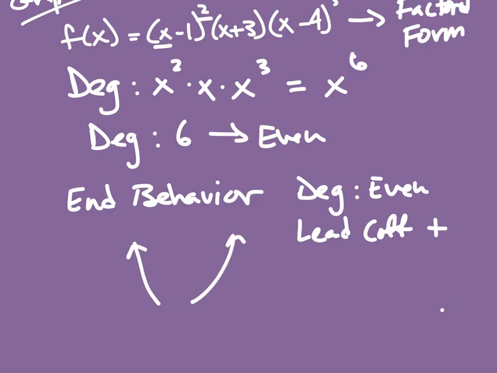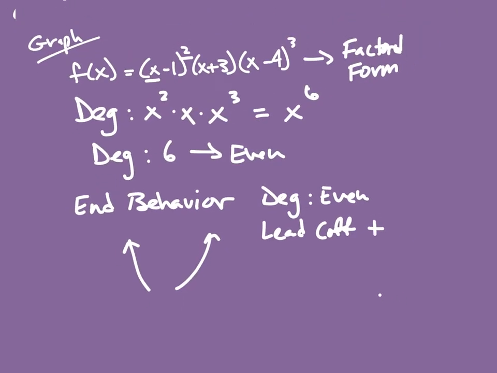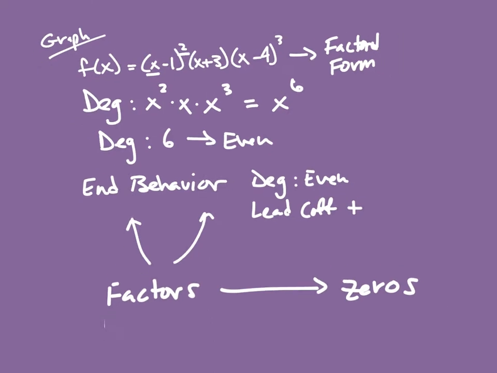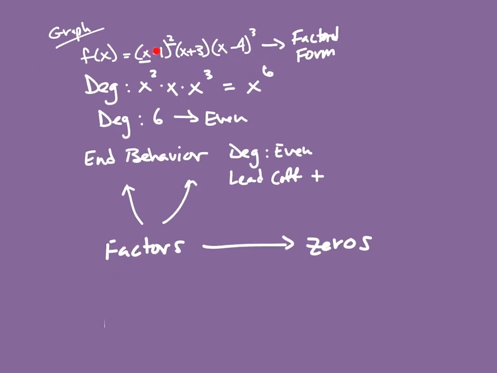The next thing I want to talk about are the factors. The factors are going to help us determine where we cross the x-axis. So let's look at the factors of this polynomial, and that will lead us to the zeros. Now, we've got 3 different factors. We've got x minus 1, we've got x plus 3, and then x minus 4. I'm disregarding the exponents for now. That will help us in just a second. We'll identify those, but let's just find the zeros.